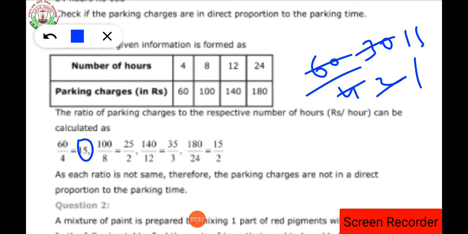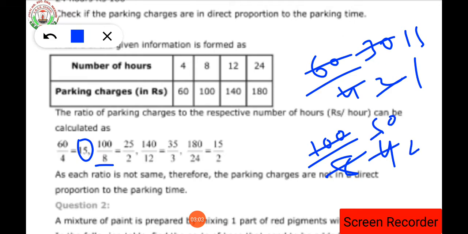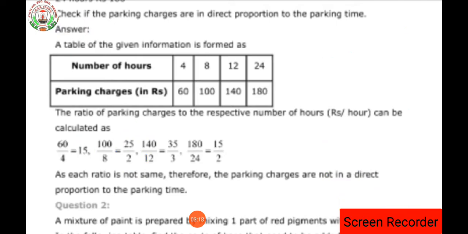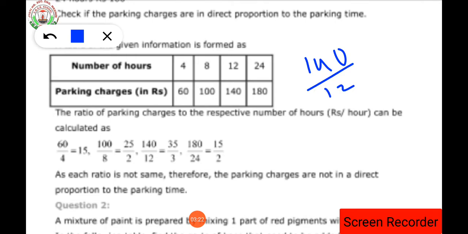Now next we have the charges as 100 upon 8, where 8 is the time. Again cancel it by the table of 2, we get 50 upon 4. Then again by the table of 2, 25 upon 2. How many times does 2 go in 25? That is 12.5 times. Either we can write it in the form of a fraction, or we can write it in the form of a decimal, that is 12.5. Clear? In the same way, we solve 140 upon 12.